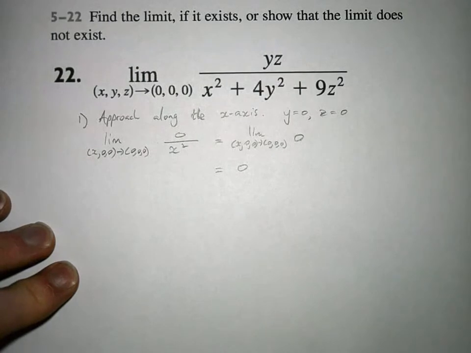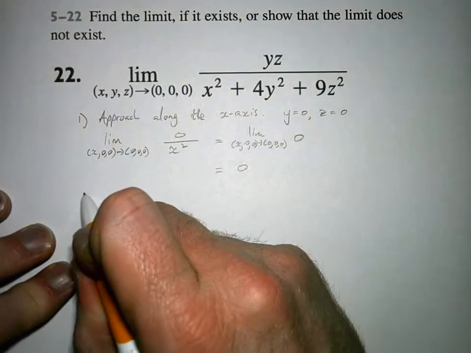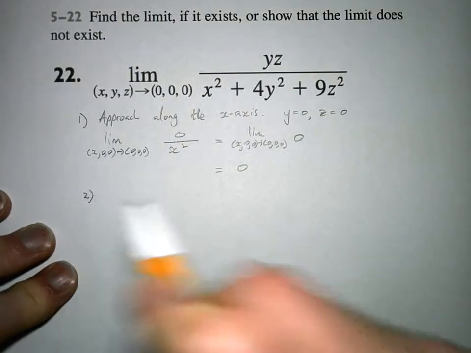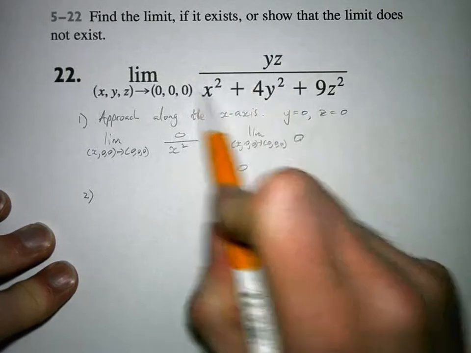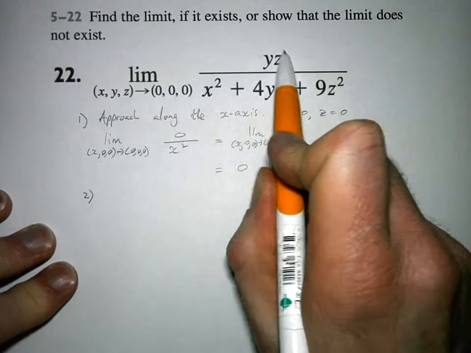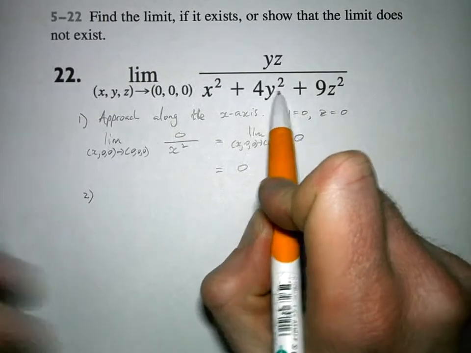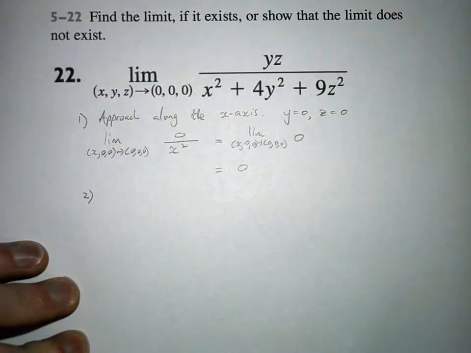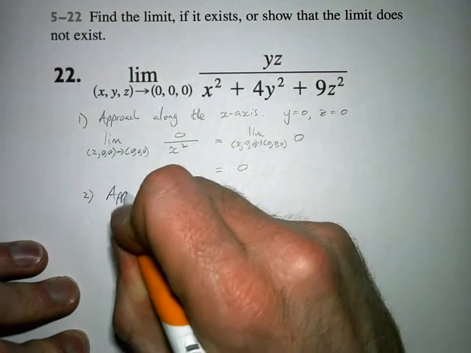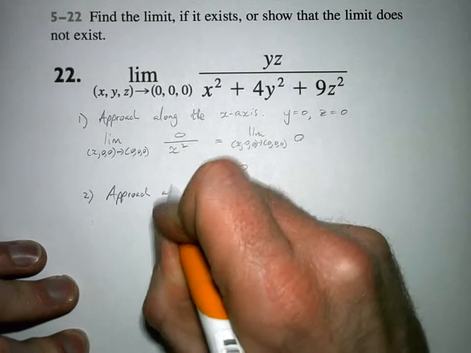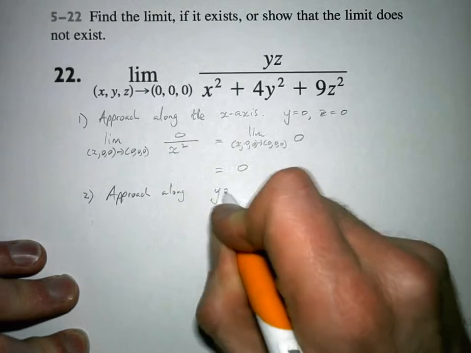Now the next thing to try is the y-axis. So put x and z equal to 0. Or try the z-axis. Unfortunately, both of those will give you the same answer as this one here, so that doesn't really help. We're going to try another line, and looking at the function, it might be useful to have y and z the same, so that when we multiply them together we get a square, because we've got a whole lot of squares on the bottom, and maybe we can somehow cancel those out. In fact, we're going to approach along something where y is equal to z.